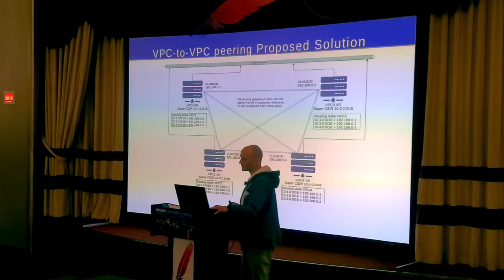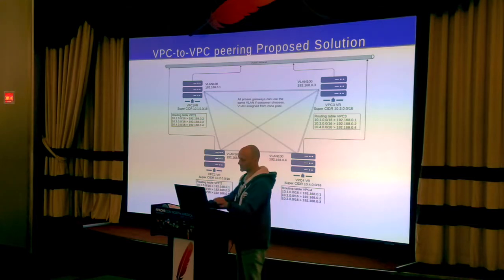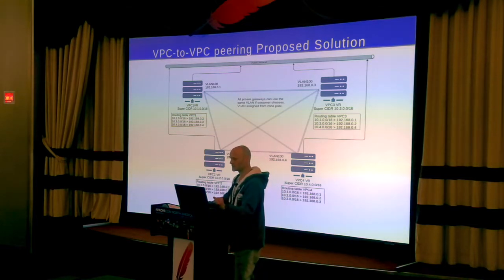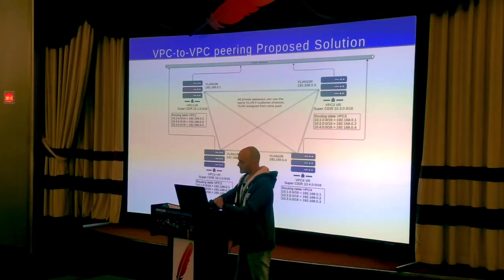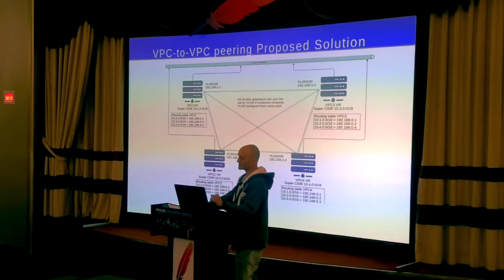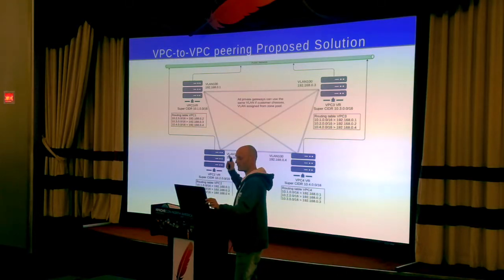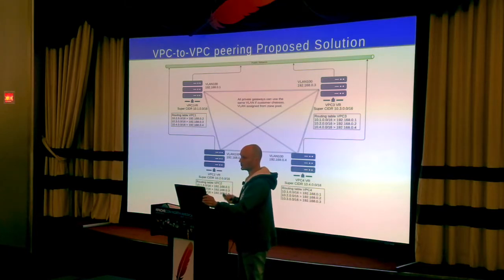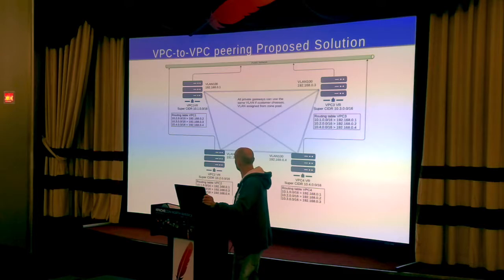So here's what it would look like. 4 VPCs will be able to peer with each other using the same VLAN, for example, VLAN 100 in this example. And they would be able to talk to each other. So we would have 6 connections, and each VPC virtual router will then have 3 private gateway connections each, but they will only use one private gateway interface. In other words, just one NIC.